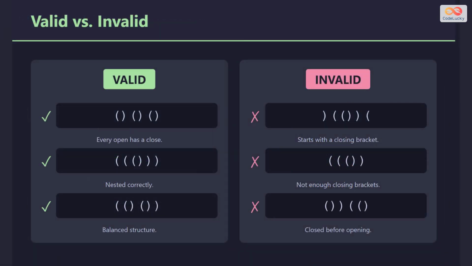Before we jump into the solution, it is crucial to understand what makes a combination valid. A valid combination implies that every opening bracket has a corresponding closing bracket, and they are properly nested. In the invalid column, you can see examples where we start with a closing bracket or close a bracket before opening one. These are the patterns we must avoid.